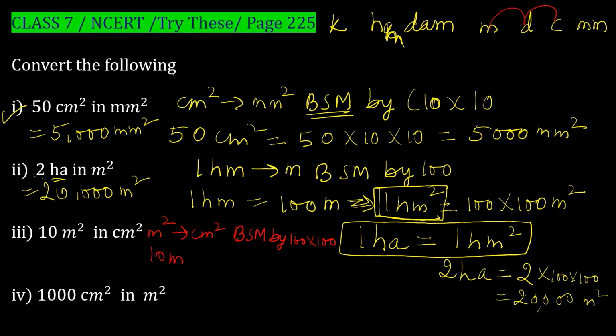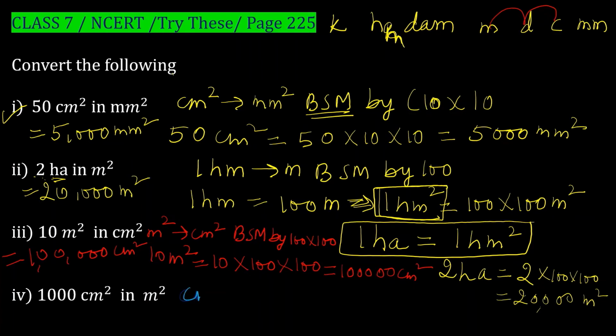So 10 meter square will be equal to 10 into 100 into 100. So 10 meter square will become 10 lakh centimeter square. So it is 1 lakh centimeter square, sorry. So 10 meter square is equals to 1 lakh centimeter square. So you have to just see whether it is a BSM or SBT, how many jumps, and if it is a square unit, multiply that by that number 2 times.